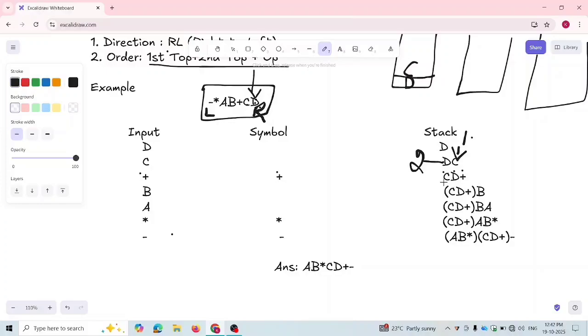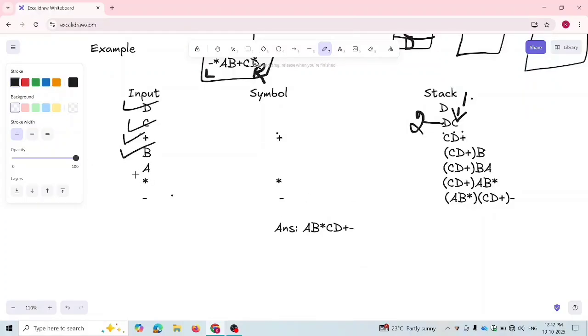Next we have B. Now this becomes like one element in the stack. B is an operand, simply push it into the stack. You have B over here. Now we have A. Next, simply push it into the stack.